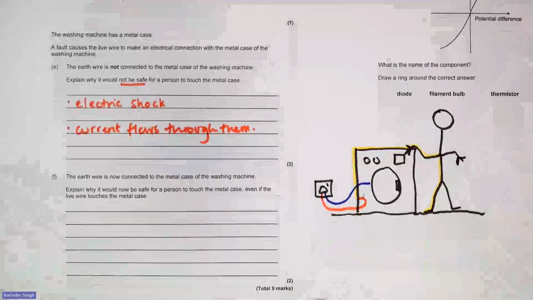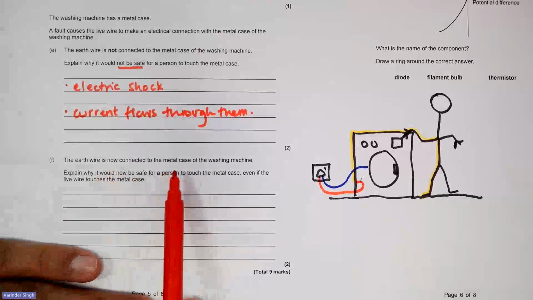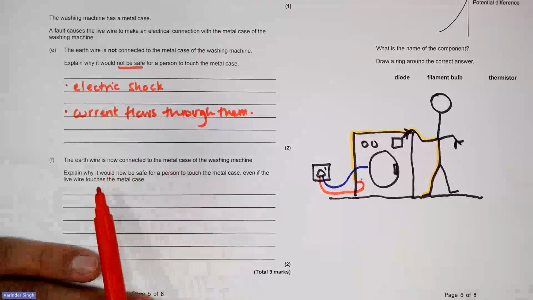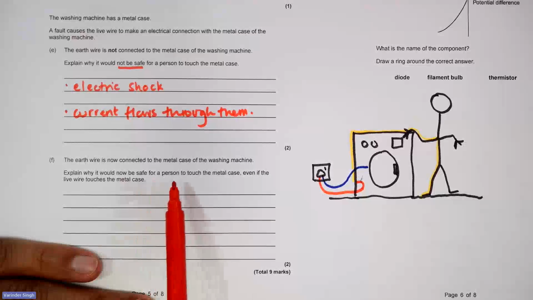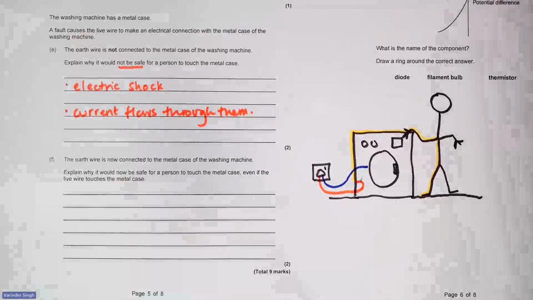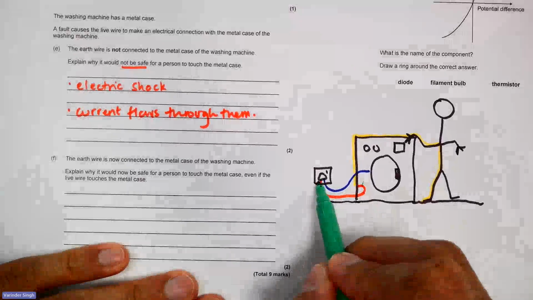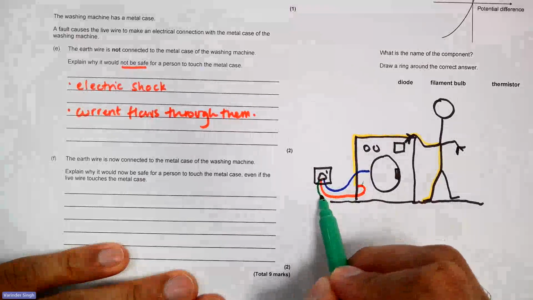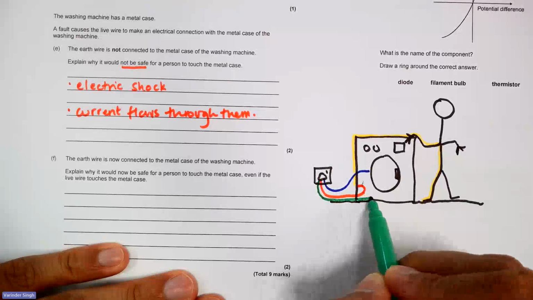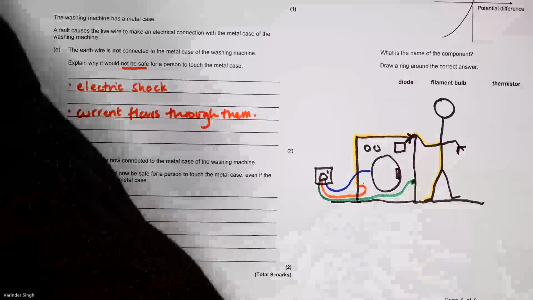Okay, in the next part of the question, it states that the earth wire is now connected to the metal case of the washing machine, and asks us to explain why it would now be safe for a person to touch the metal case, even if the live wire is still touching the metal case. So for this, let's draw the third wire. I'm going to draw my green wire, which is representing my earth wire, and this is bolted to the case of the washing machine.